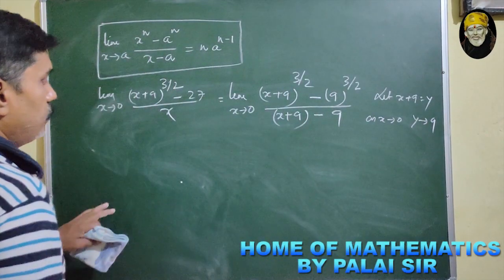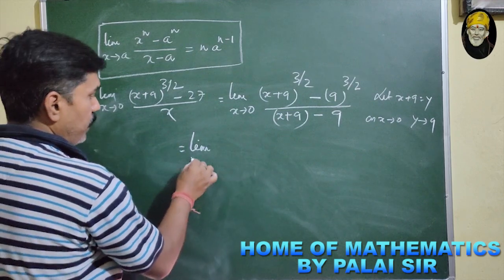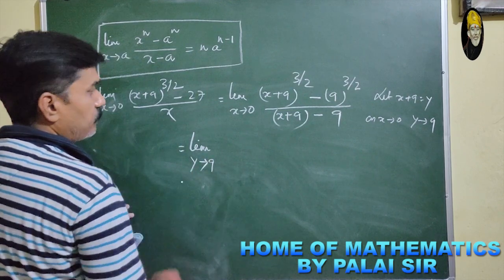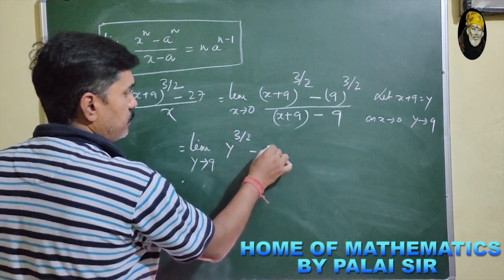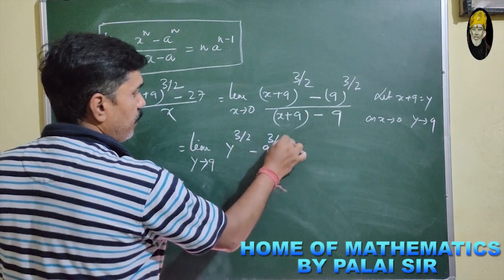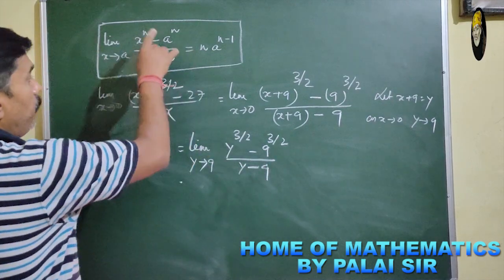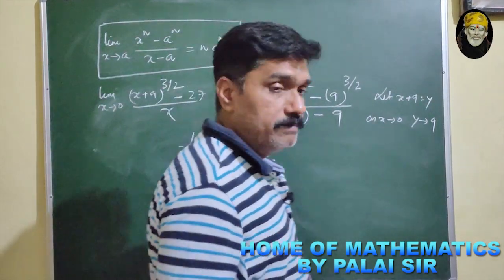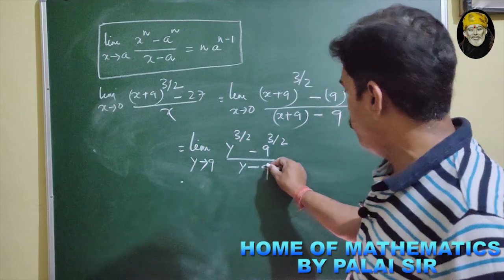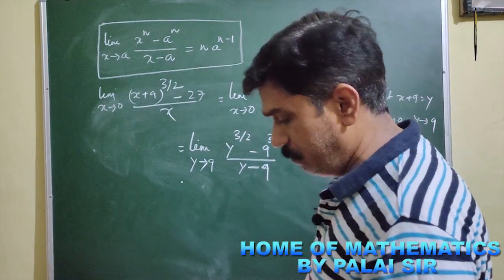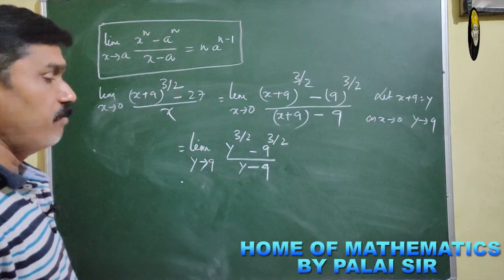Now you change this value. So here what you will find? Limit y tends to 9, y to the power 3 by 2 minus 9 to the power 3 by 2 by y minus 9. Now it is completely in this form. Here you see, you are always going to convert it. It is not given directly in that form. You are going to convert it, and after converting you will get it in the same form.